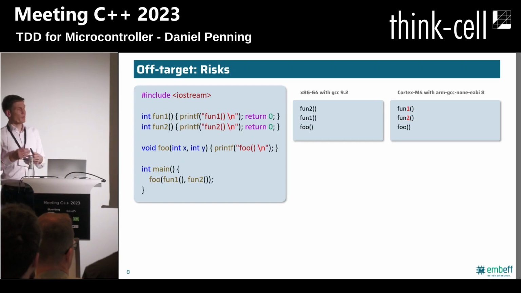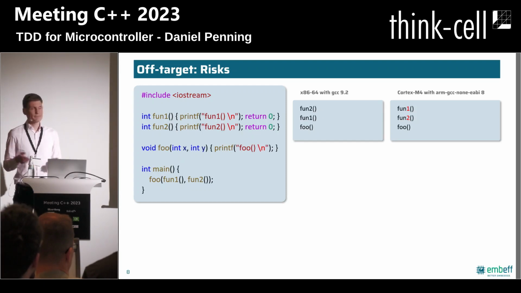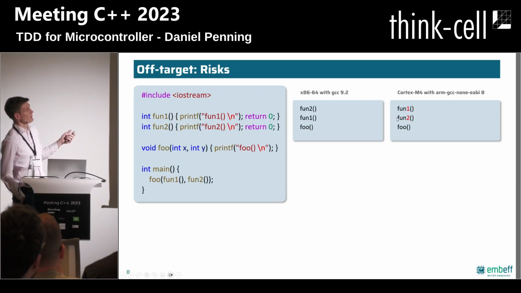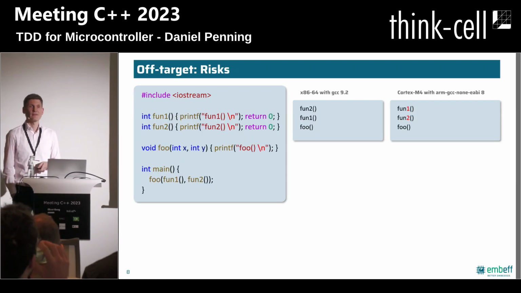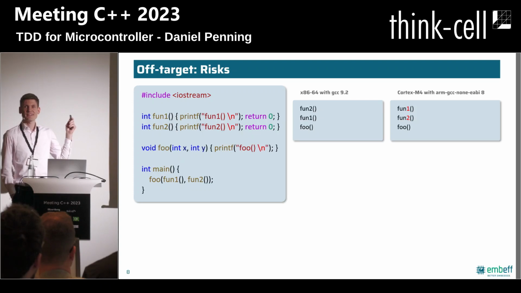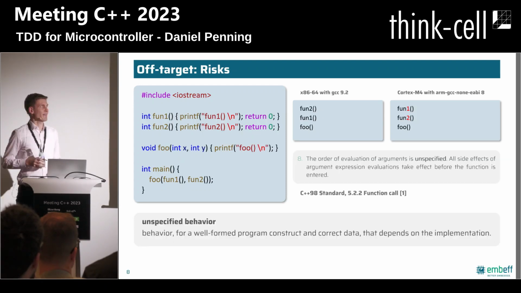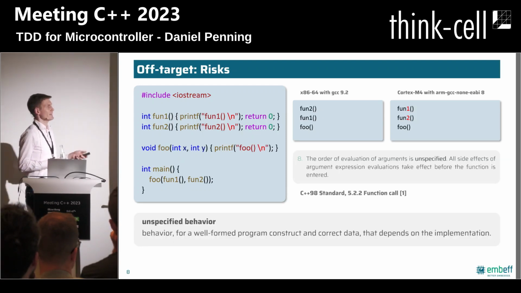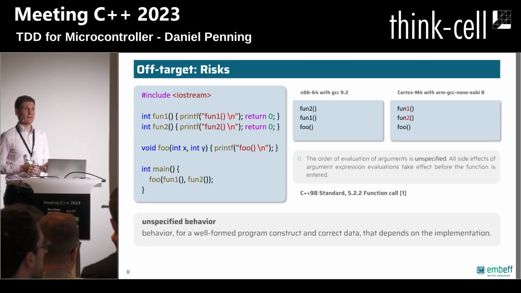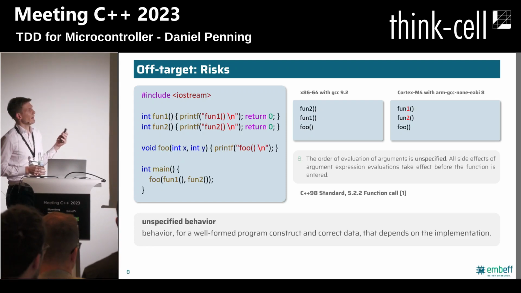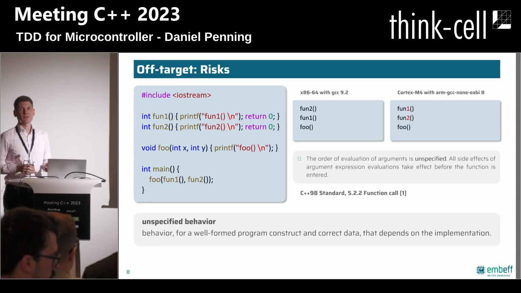And if you execute this on your desktop machine, off target, you get a different result than on target. For example, on the Cortex M4, so ARM Cortex. Anybody knows why this is in this case? Yeah. Order of evaluation of the arguments to foo. Exactly, and this order of evaluation is unspecified. The standard says this is up to the compiler implementation, basically.